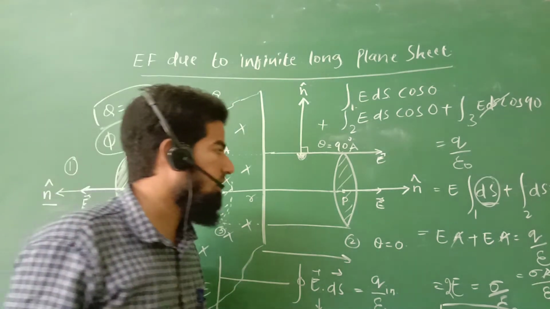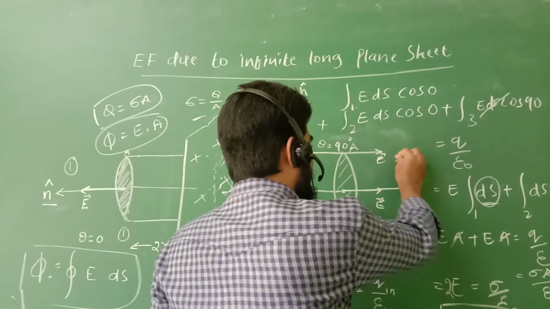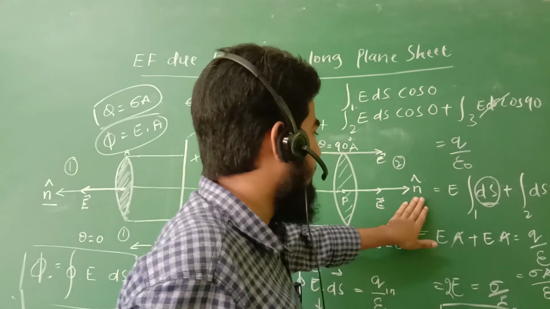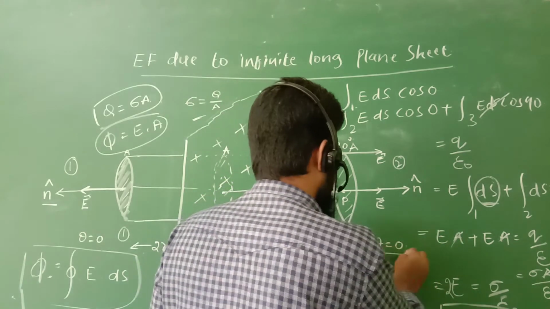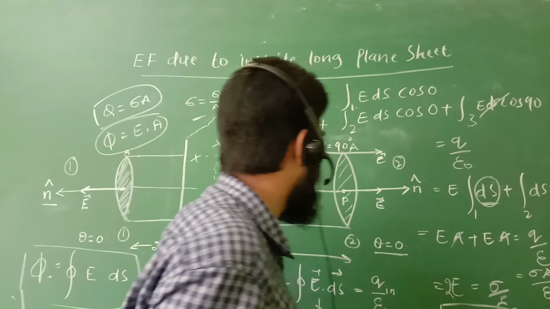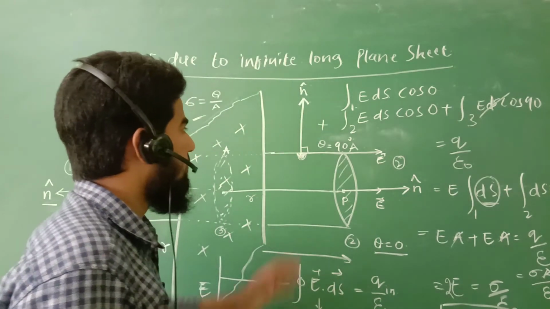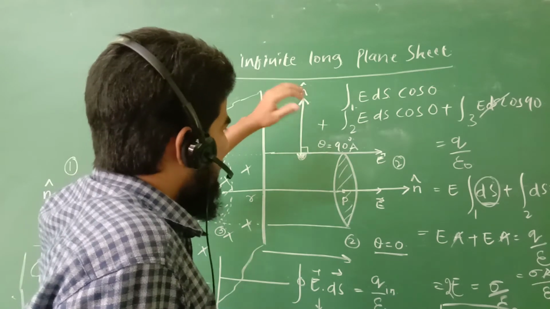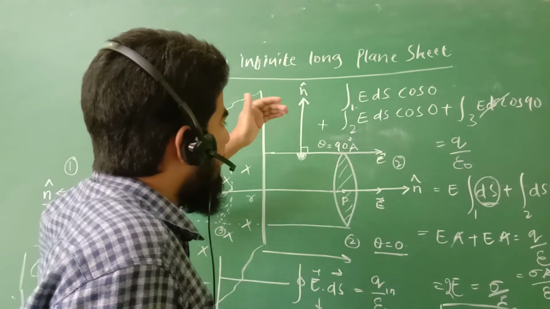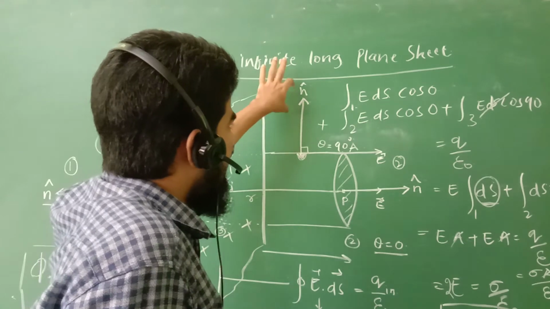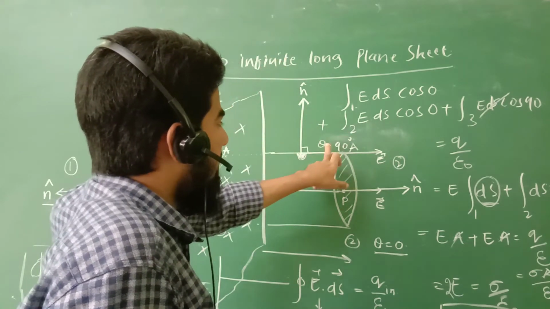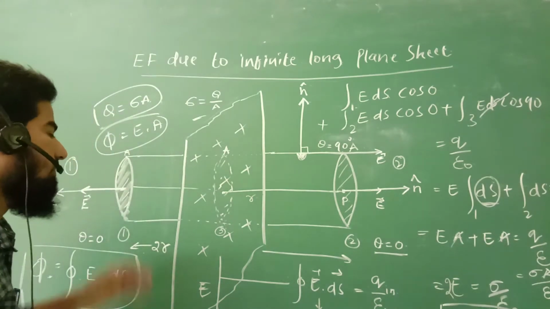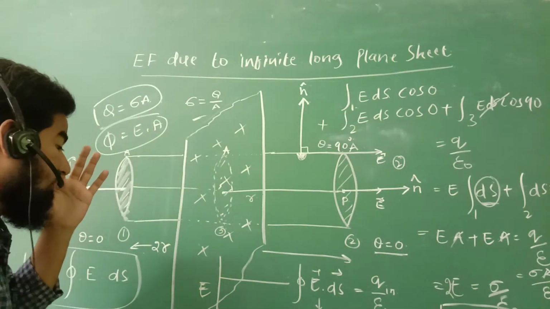Okay, so in the second portion, the angle between the electric field and the area vector also becomes 0, theta equals 0. Next, in the case of the curved surface, the angle between the area vector and the electric field is theta equals 90 degrees. So here we have to calculate the electric field now.